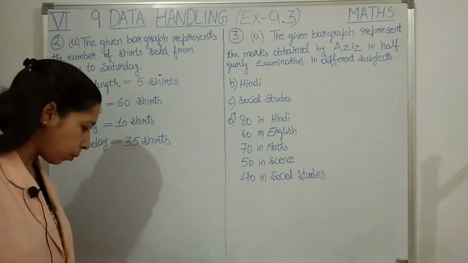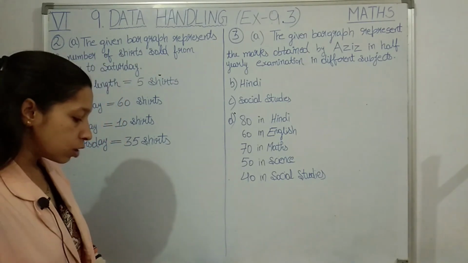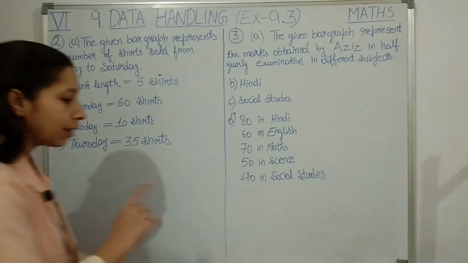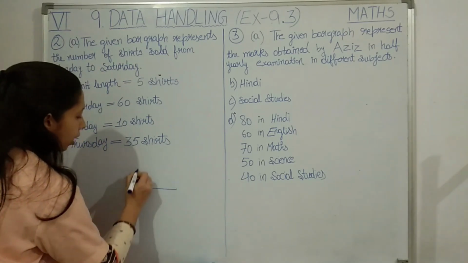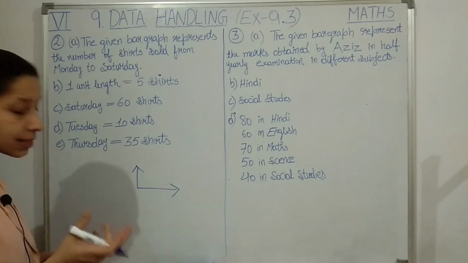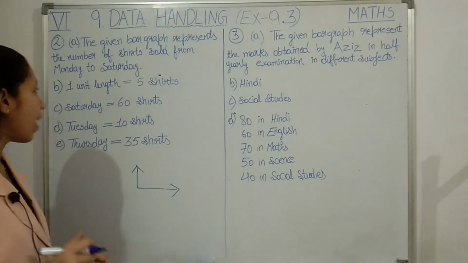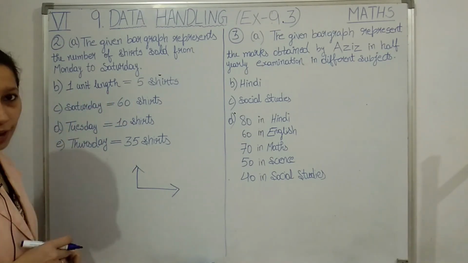Okay, question number 2 or point number B, students. What is the scale chosen on the horizontal line representing number of shirts? So I told you, horizontal line means it is talking about y-axis. So y-axis, what is the scale chosen here? Again it is given in your question that 1 unit length is equals to 5 shirts. So simply I have written point B, 1 unit length is equals to 5 shirts.